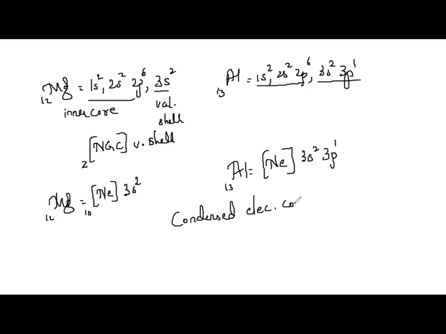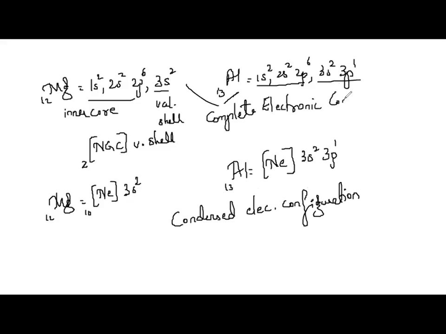This was not discussed by me in the previous video, so I stopped it there. So this is condensed electronic configuration, and this is the complete electronic configuration, or just electronic configuration. Got my point? Understood? So condensed and complete electronic configuration.